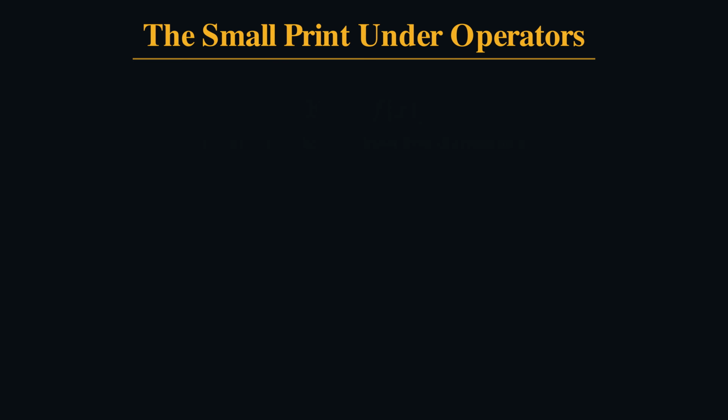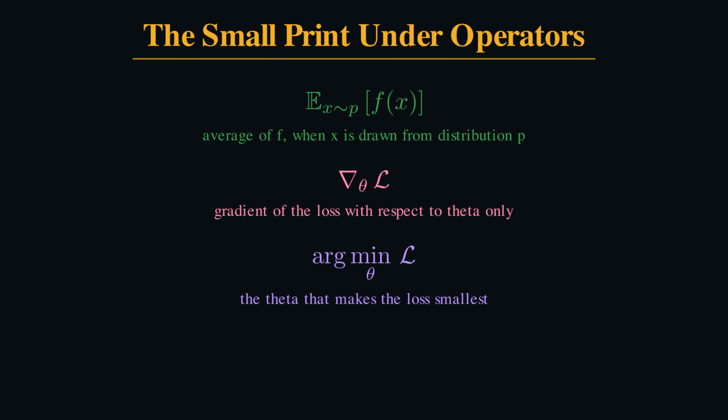A tiny detail that unlocks so many equations, the small print written under a symbol. It tells you what the operator is acting on. Under the expectation, x drawn from p means average over that distribution. Under nabla, theta means take the gradient with respect to theta and nothing else. Under argmin, theta means search over theta for the smallest value. The big symbol tells you the action. The subscript tells you over what.